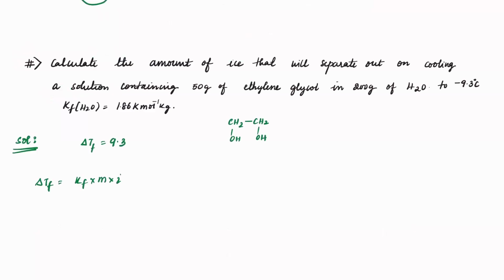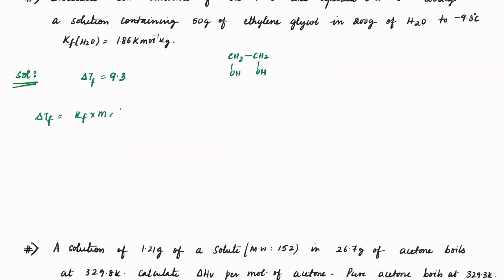Sorry, it is ethylene glycol, so it will not ionize. So only Kf into m. So that is equal to Kf into number of moles of solute upon weight of the solvent in grams into 1000. This is how I can write. Correct? Now, what I can say, out of this weight of solvent, some amount of ice has been formed.